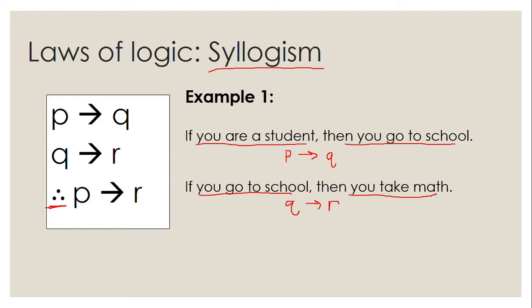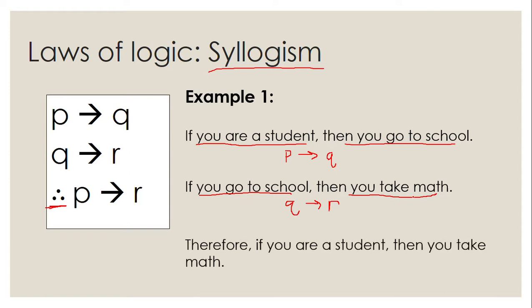So check it out. We have the same setup here as the law of syllogism. P goes to Q, Q goes to R. So we should be able to conclude P goes to R. If we look at what P is, you are a student, and R is you take math. So that's how we get this conclusion. Therefore, if you are a student, so P, then you take math, and that's R.